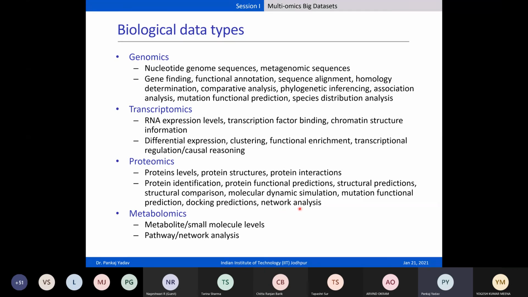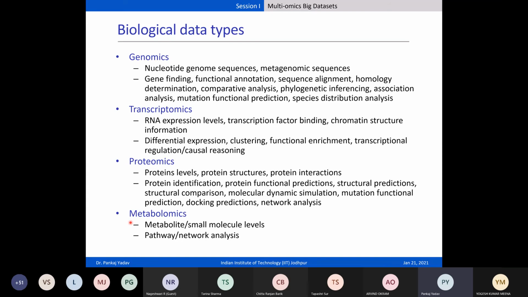Or one can also do protein-protein interaction analysis to identify which set or group or communities of proteins are acting together for the functioning of some biological function. Right. We will also be covering this in the second session.